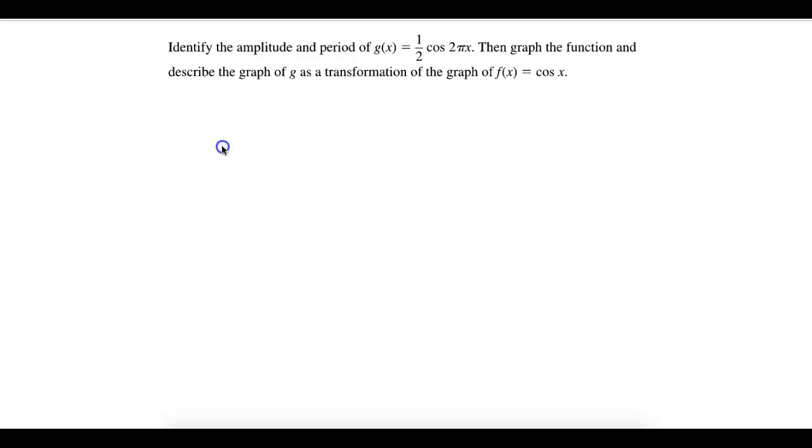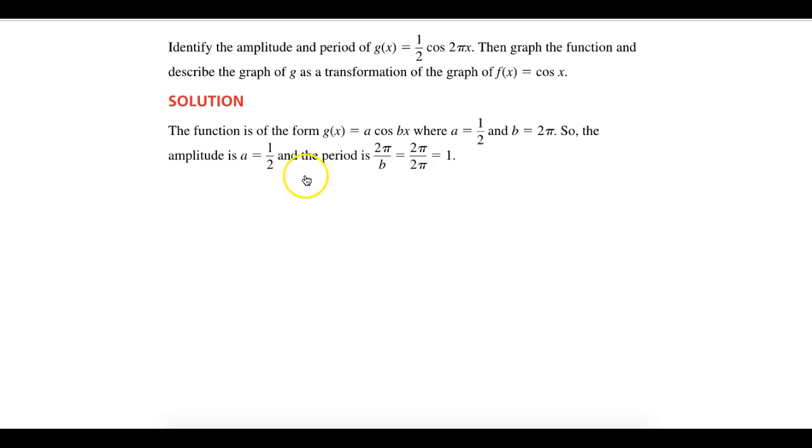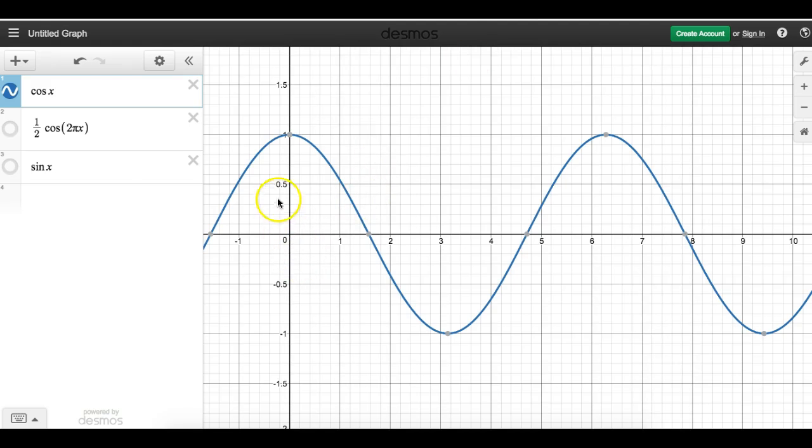Okay, let's go ahead and click through. We see that our amplitude is just 1/2 because it's the absolute value of A. And our period is 2 pi over B. In this case, B is 2 pi, so our period is just 1. Now what that means, remember, period is the horizontal distance that it takes our wave to do one complete cycle. So in our parent function, our period is 2 pi.